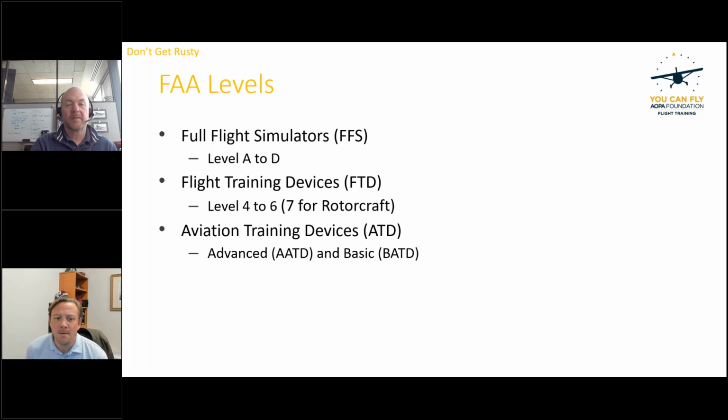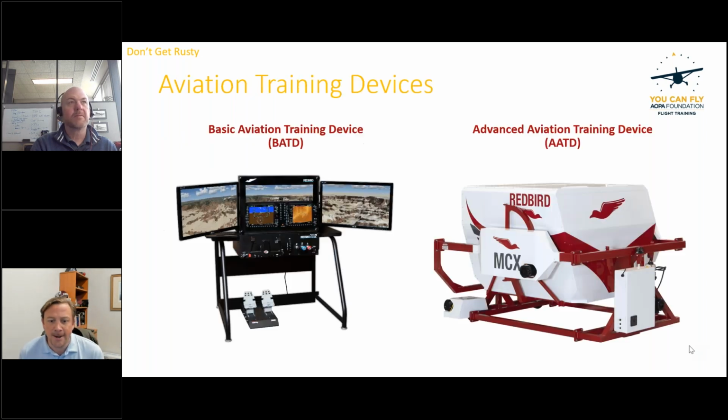There are some, but in 2008, the FAA came out with a new level called aviation training devices, which removed a ton of the regulatory burden and was one of the best things they've done for aviation safety, in my opinion. And there are two types of ATDs. So we can go on to the next slide. So aviation training device is the ATD portion of it. There's a basic version and an advanced version.